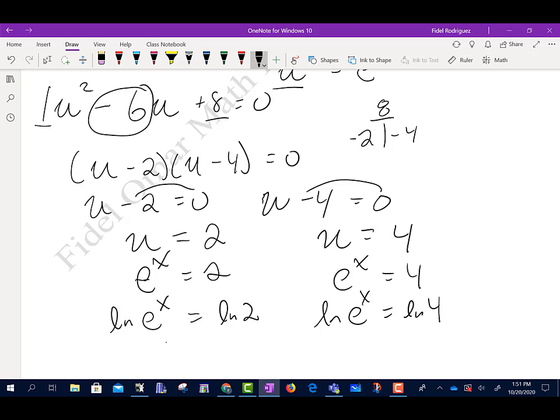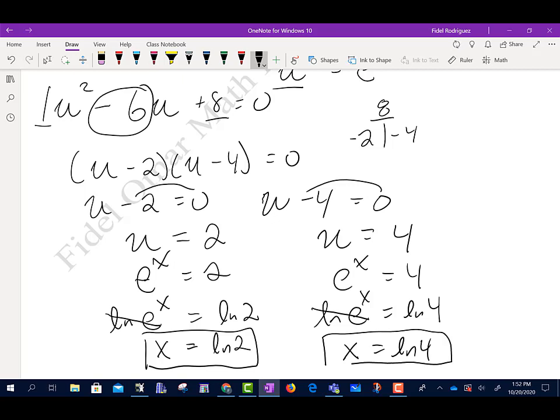Now, remember, the natural log and the e cancel each other out. What drops down? X. So x is equal to the natural log of 2. The natural log and the e cancel each other out. And x is equal to the natural log of 4.